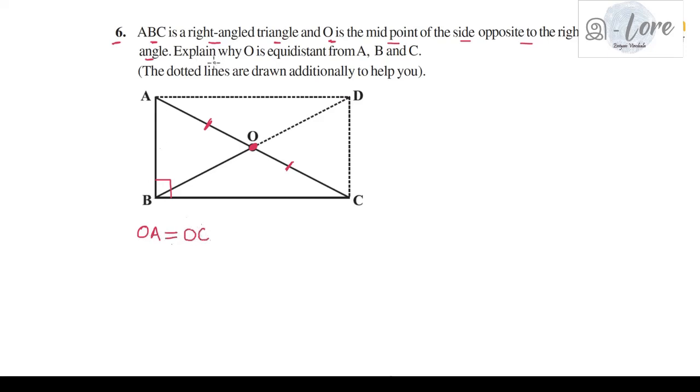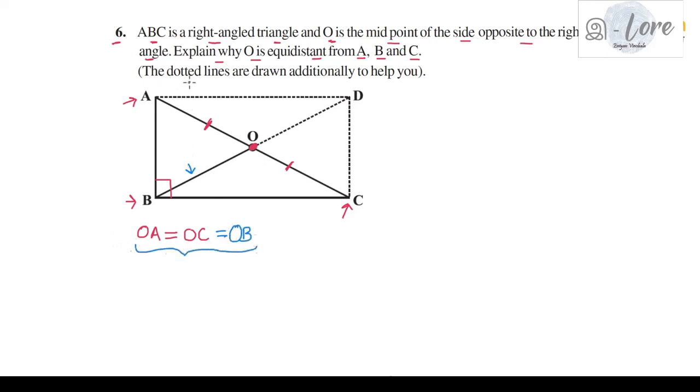And then the question says, explain why O is equidistant from A, B and C. The fact that O is equidistant from A and C is obvious because O is the midpoint of AC. But we also have to prove that O is at the same distance from B as well. So basically we have to prove that OA is equal to OC is equal to OB. This is essentially what we have to prove.